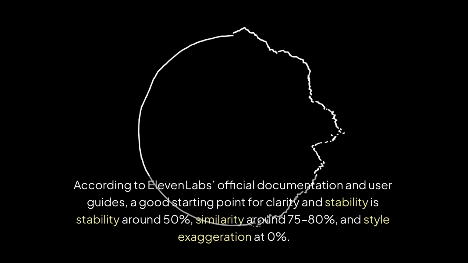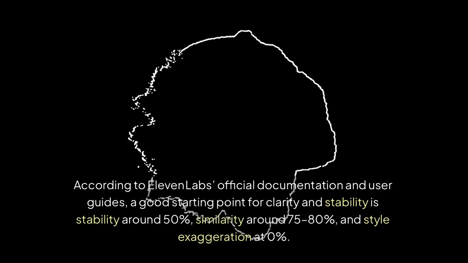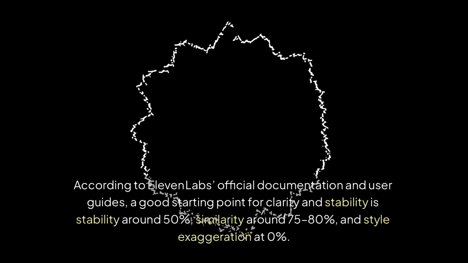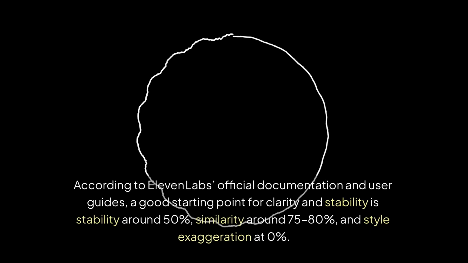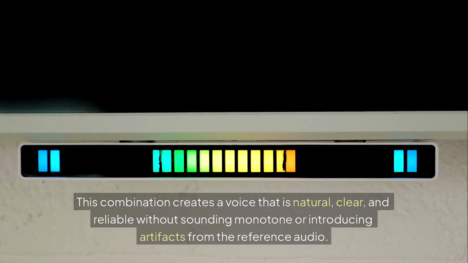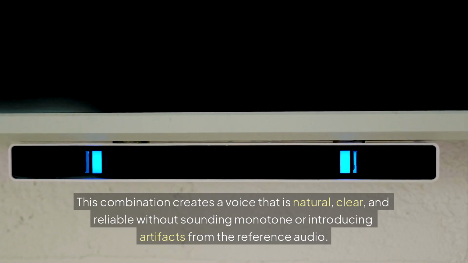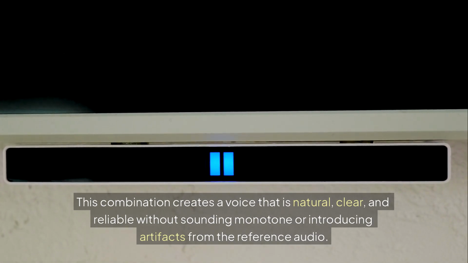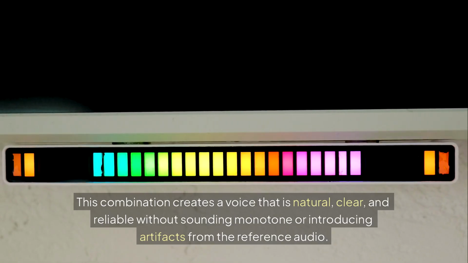According to 11 Labs official documentation and user guides, a good starting point for clarity and stability is stability around 50%, similarity around 75 to 80%, and style exaggeration at 0%. This combination creates a voice that is natural, clear, and reliable without sounding monotone or introducing artifacts from the reference audio.